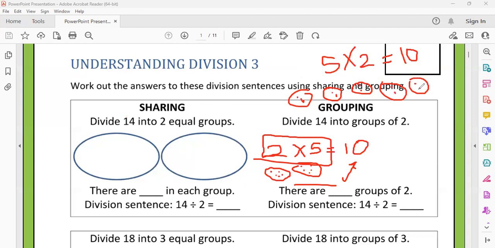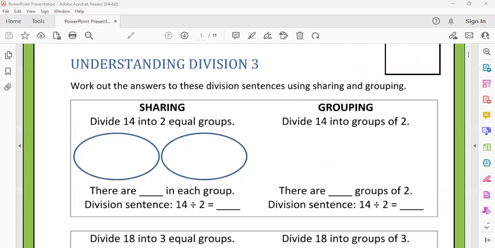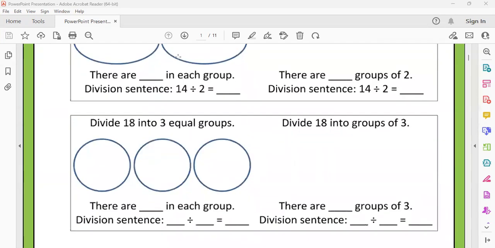See, the question is the same, but the drawing is different. So when you read a multiplication question, 5 times 2, it's 5 groups of 2. 2 times 5, it's 2 groups of 5. Please understand that, okay? Clear? Moving on. Same question, same exercise. Divide 18 into 3 equal groups. So put your 18 into 3 equal groups. You would get 6 in each group. Then write out your number sentence.